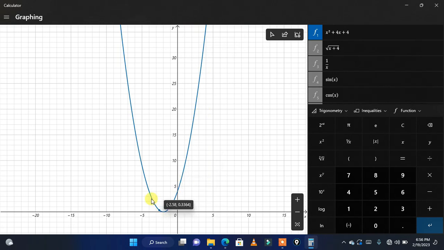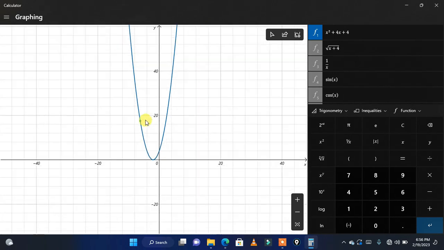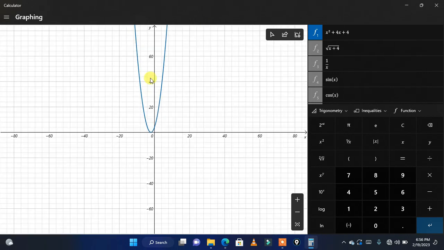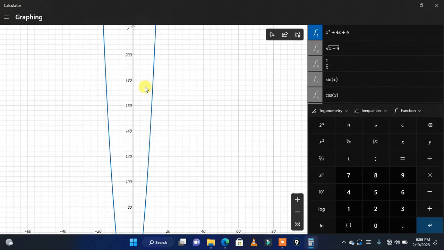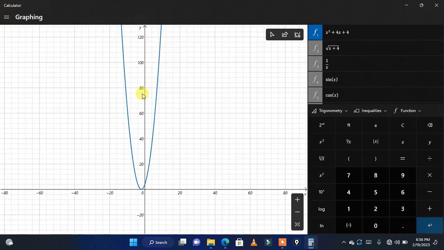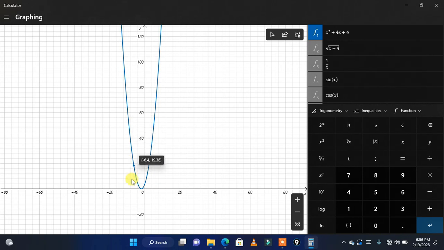If you look at it critically, let me try to zoom it down. You realize that this curve will go endlessly from the negative x side to the positive x side. It goes endlessly. Therefore, we can say that the domain is a set of all real numbers.